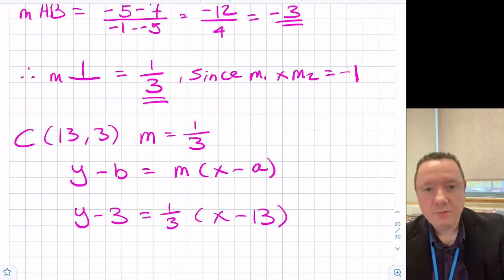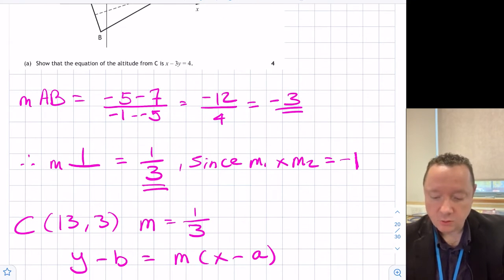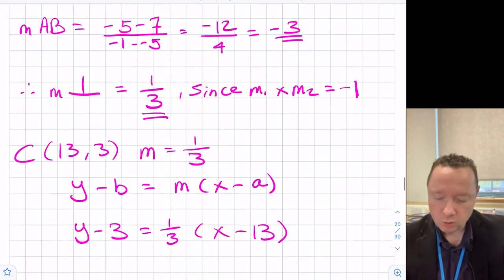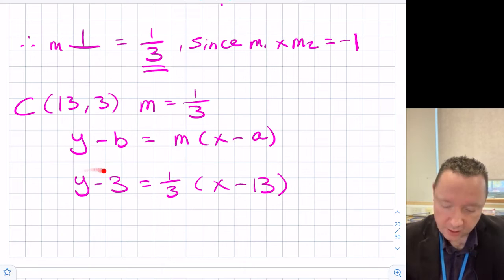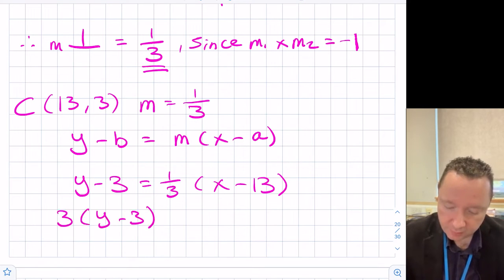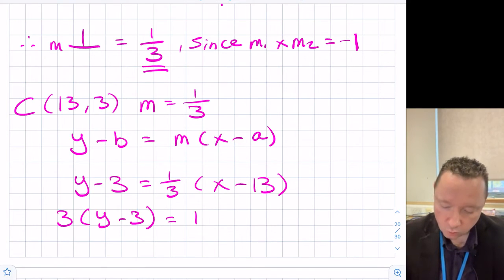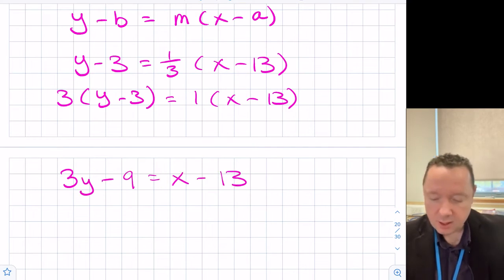Now, if we go back to the question, you'll see that it's not written in the form y equals mx plus c. It's written as x minus 3y equals 4. So we're eliminating fractions here, which we'd normally do anyway. To eliminate a fraction, we can just times this whole side by 3, and that will leave 1 of this side. So let's just do that. 3 bracket y minus 3, remember your bracket, equals 1 x minus 13. Multiplying out our bracket, we get 3y minus 9 is x minus 13.